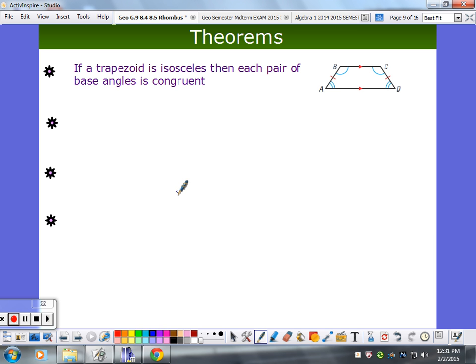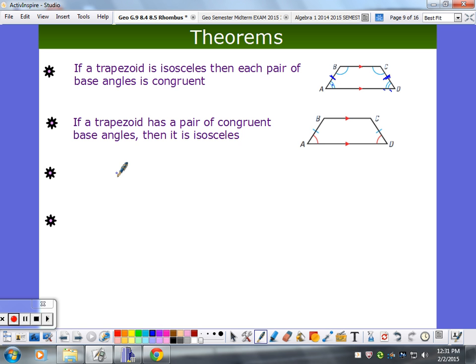If a trapezoid is isosceles, then each pair of base angles is congruent. The base angles are, this is your congruent non-parallel side, these are base angles, and the top ones are also base angles. Congruent, congruent, and congruent, congruent, not congruent. If a trapezoid has a pair of congruent base angles, that's kind of the converse of this. If that's the situation, then you have an isosceles trapezoid, same thing. If that's congruent to that, it is isosceles.